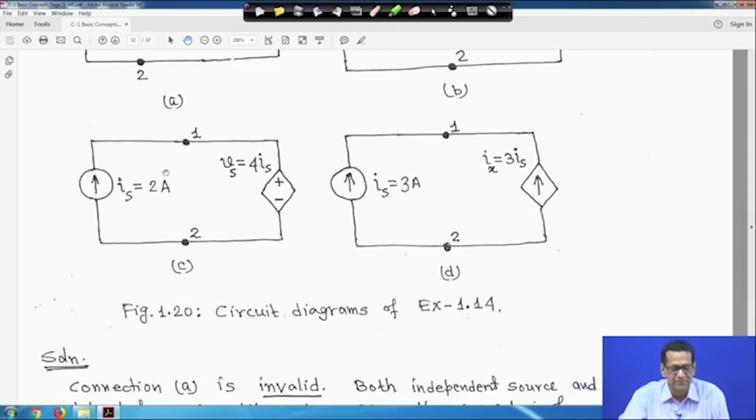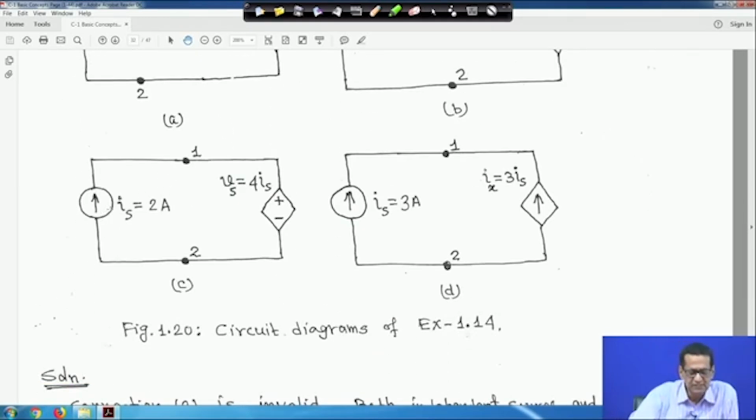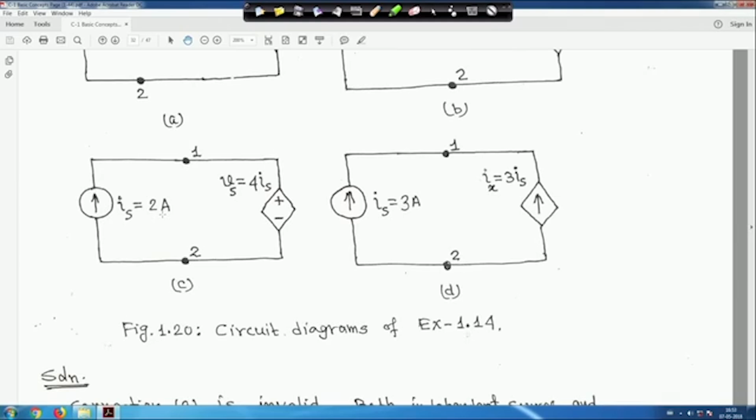Now, here a current source is given, Is is equal to 2 ampere, and a dependent voltage source Vs is equal to 4 Is, but this Is is equal to 2 ampere. So, Vs is equal to 4 into 2, 8 volt. So, it is a current source and a dependent voltage source, they are in series actually, later we will see that. So, this is a valid connection, and they are connected across terminals 1 2.